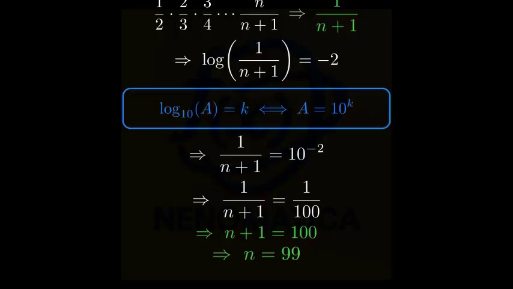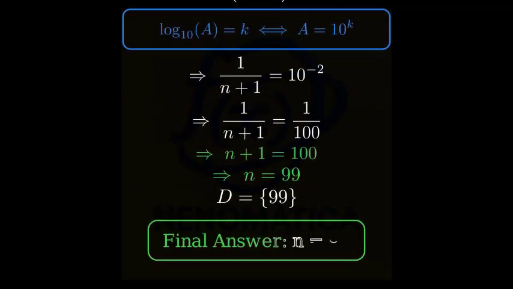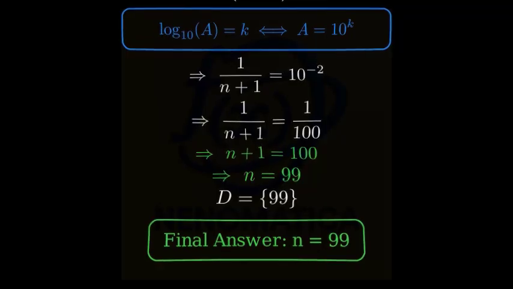Now solve the simple equation for n. Therefore, the solution for n is 99. We'll present it as a set to match the original solution format.